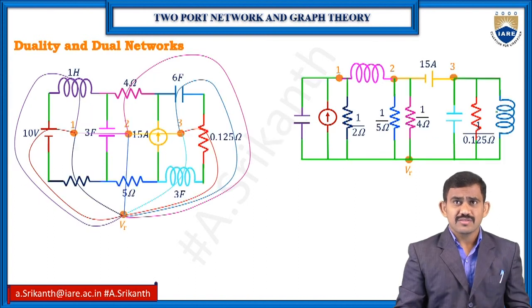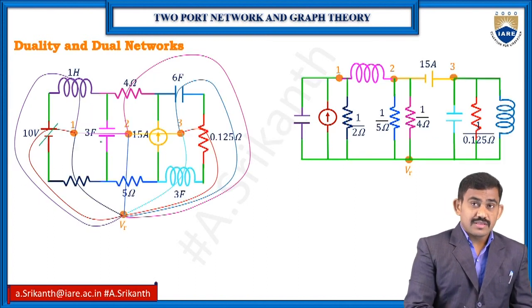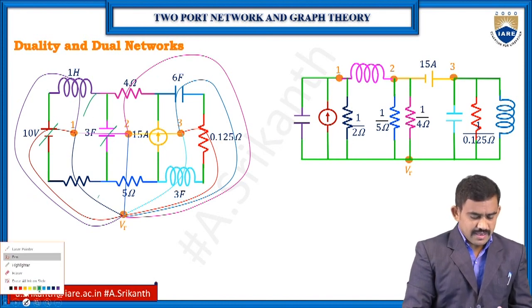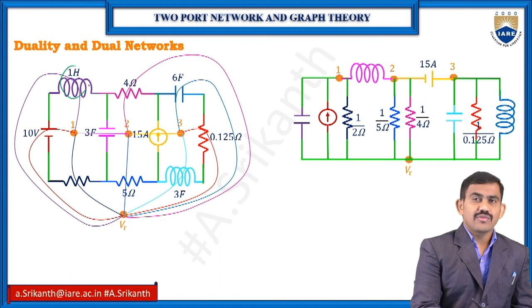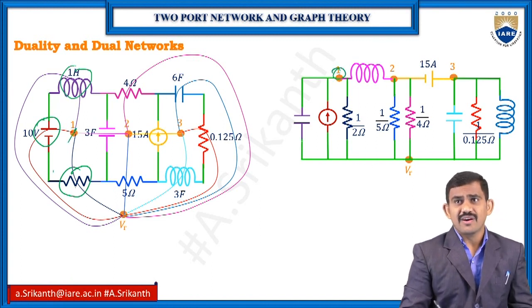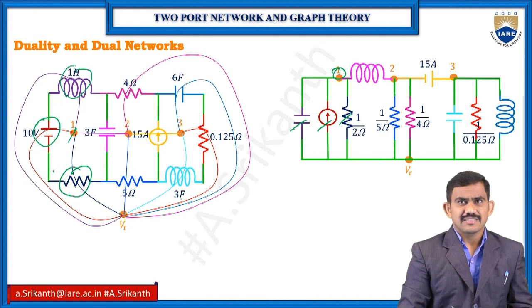I have one more circuit: voltage sources, capacitor, resistor, inductors. Now observe. For the inductor we have only one current, for the voltage source only one current, and for the resistor only one current. So 1, 2, 3 elements are connected from one node to the reference. So voltage becomes current, inductor becomes capacitor, and resistor becomes conductance.